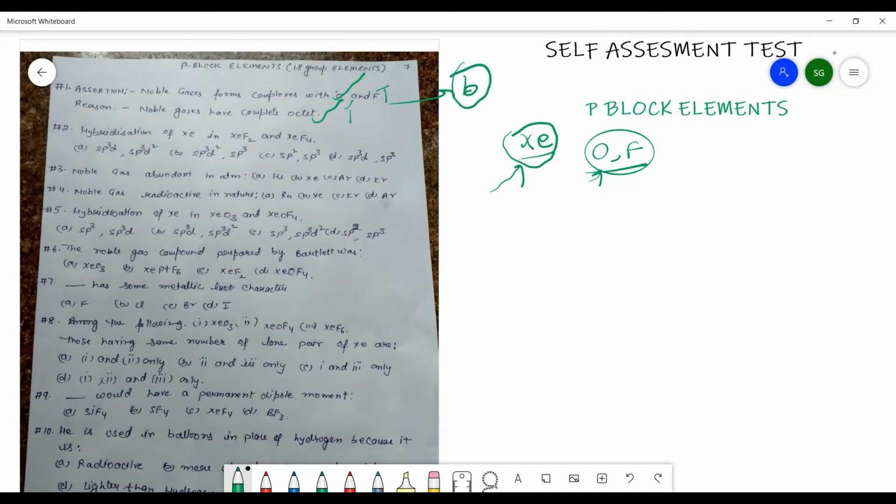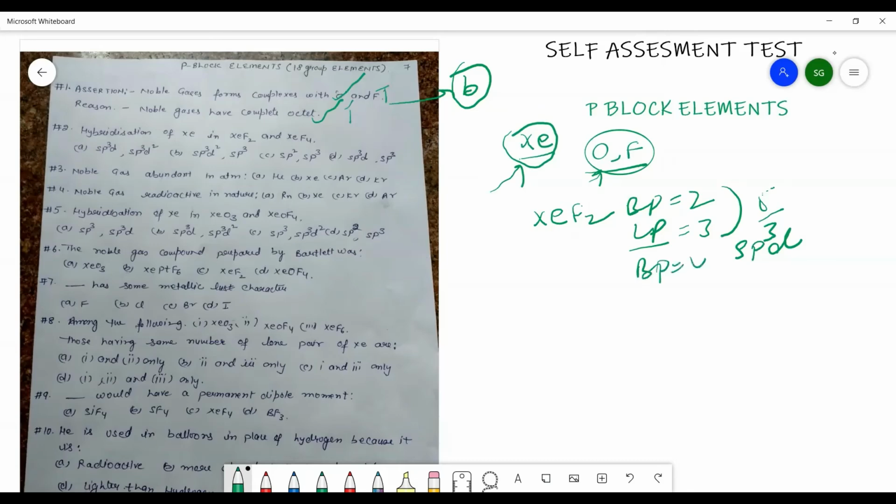Now the next question is hybridization of xenon in XeF2 and XeF4. Before calculating the hybridization, you should know the bond pair and lone pair of electrons first. In XeF2, the bond pair of electrons is 2 and the lone pair of electrons is 3. So the total positions occupied is 5, so the hybridization will be sp3d. And in XeF4, the bond pairs are 4 and the lone pairs are 2. So it is sp3d2.